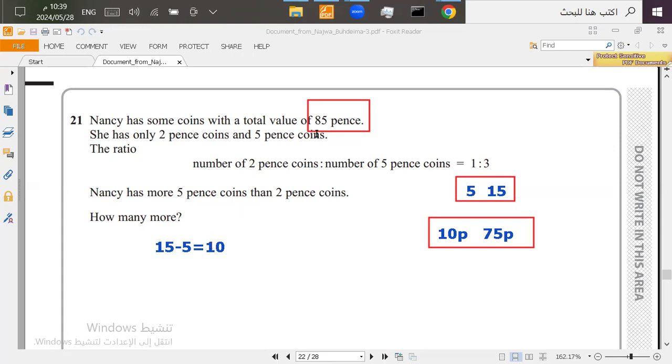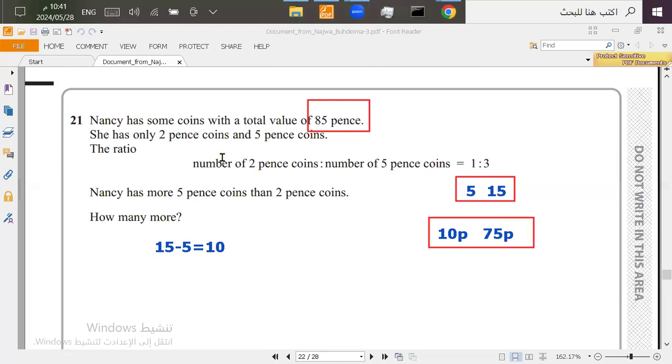Now, to get the 85 pence, this is going to be a guessing question. You're going to guess, let's say it's 1 only for the 2 pence, and this makes it 3 for the 5 pence, and then you find the total until you get to the 85. And this is how you answer a question like this.